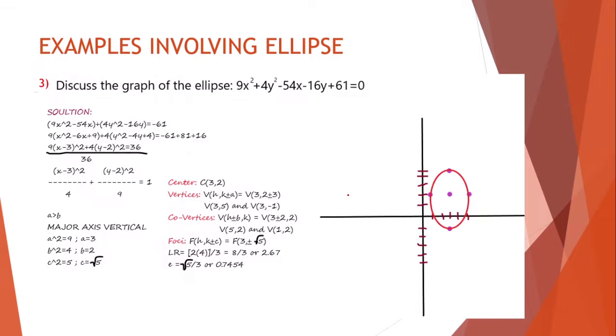Last given, we have examples involving ellipse ulit. 3. Discuss the graph of the ellipse 9x squared plus 4y squared minus 54x minus 16y plus 61 is equal to 0. So, ayan. Di ko na siguro ilalagay dito yung i-replace yung mga ganito, no? So, automatic naman, sa notes na nilagay ko rito, kung mababrowse nyo, ha.